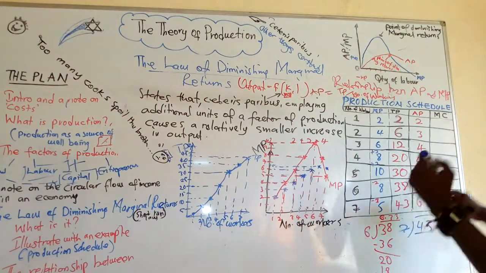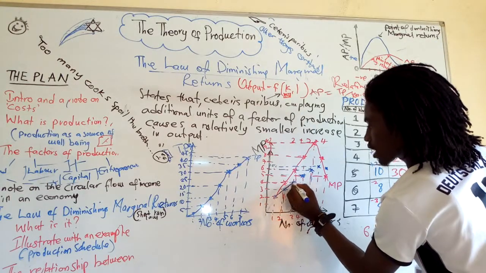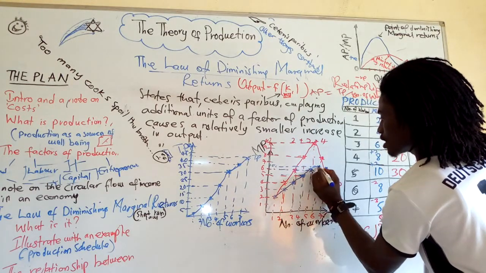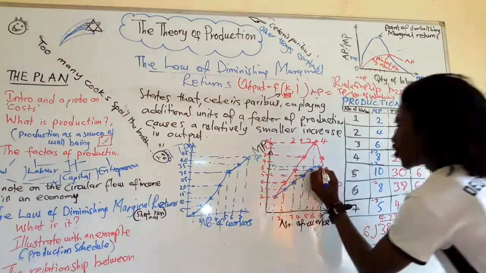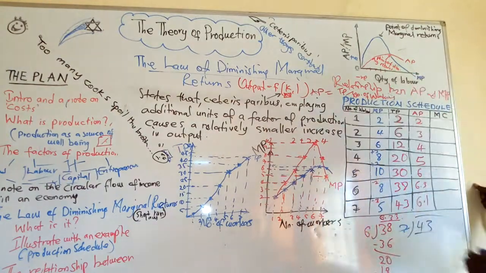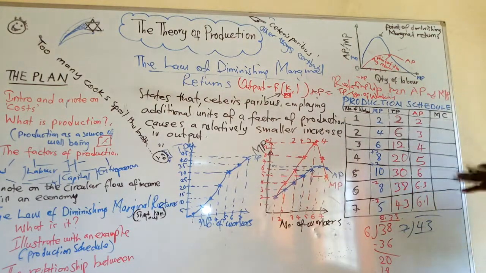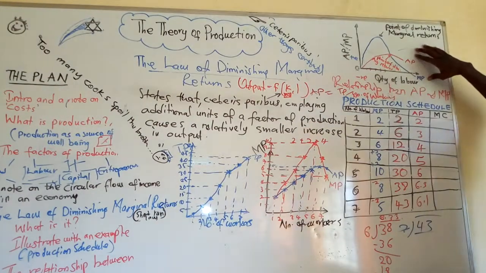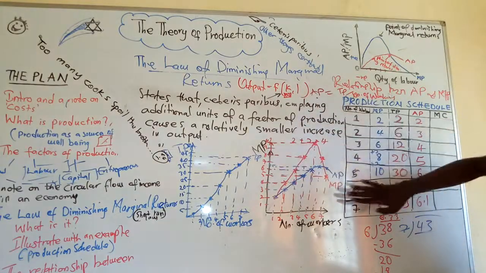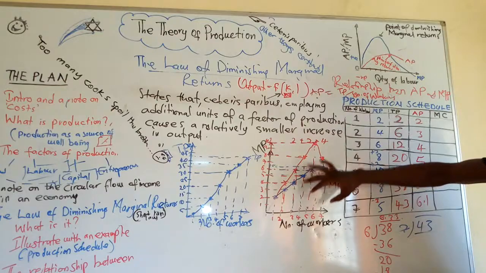Let's draw the curve so we can see the behavior. Average product at first was rising. But the moment it crosses the marginal product curve, now it's falling. So this is now average product. This is the relationship you have to keep in mind. As this is what I did here exactly. At first, both marginal product and average product are rising as we are hiring more people.